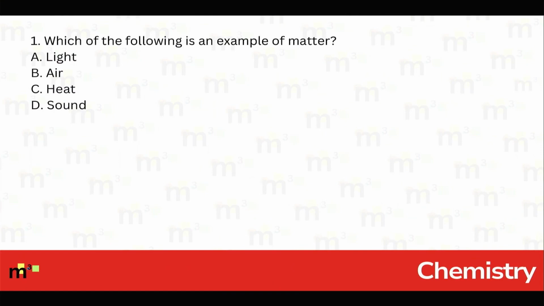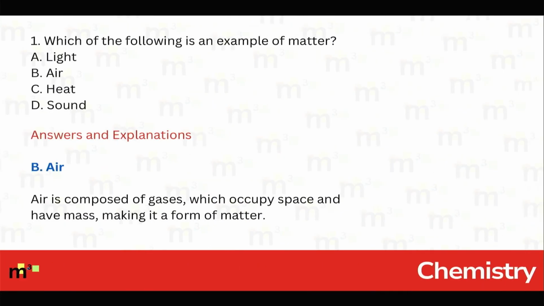A. Light, B. Air, C. Heat, or D. Sound? The answer here is B. Air. Air is composed of a mixture of gases, primarily nitrogen and oxygen, with traces of carbon dioxide and other gases. These gases occupy space and have mass, properties that qualify them as matter.